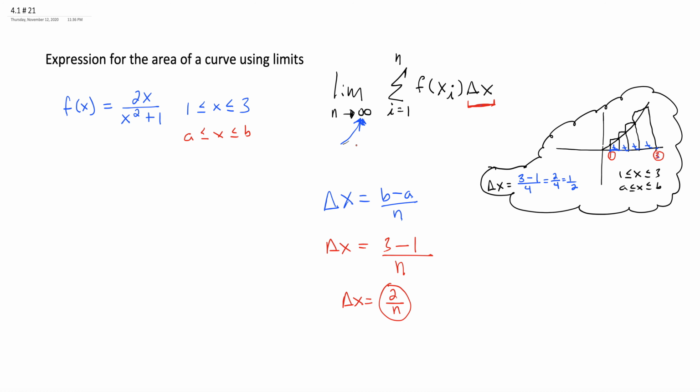So let's go ahead and rewrite this right here. So we have the limit as n goes to infinity of the sum, or sigma, i equals 1 to n, and we have f of xi times delta x, but I know delta x. Delta x is 2 over n. So that is that.